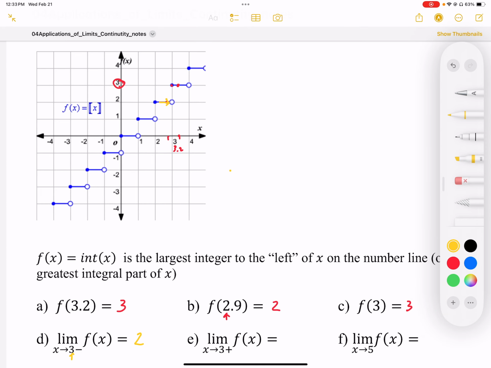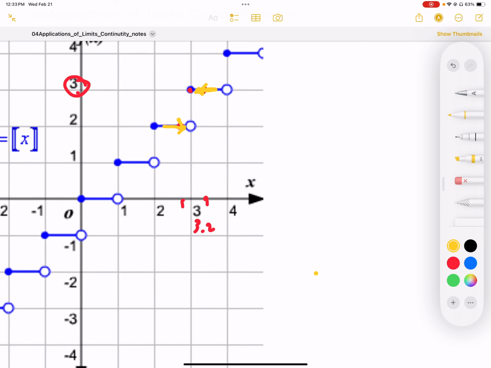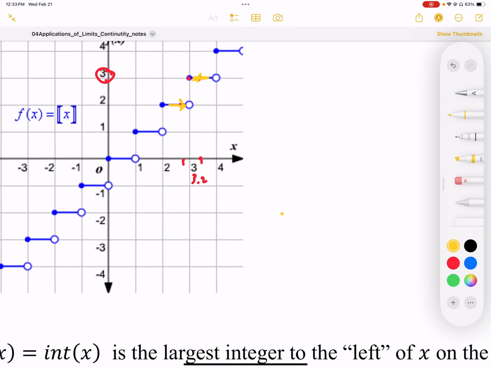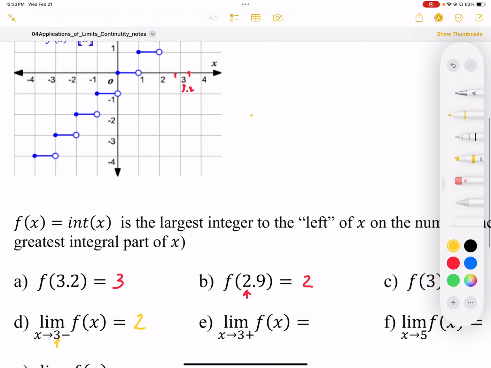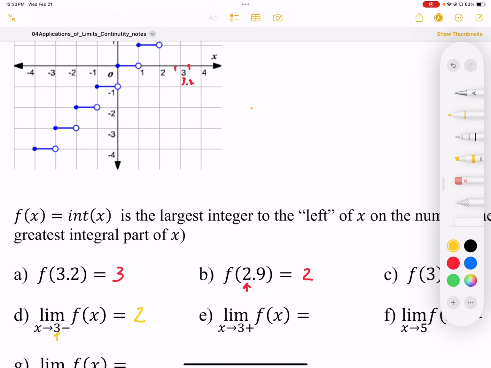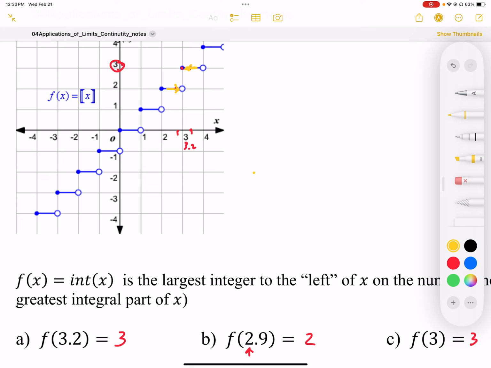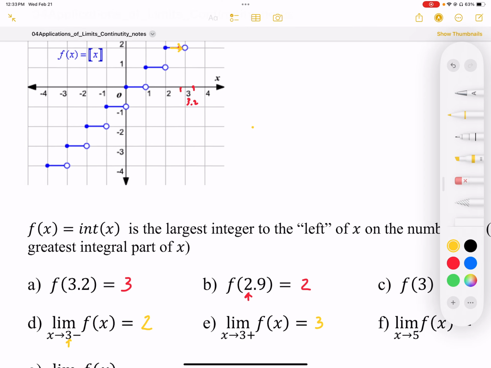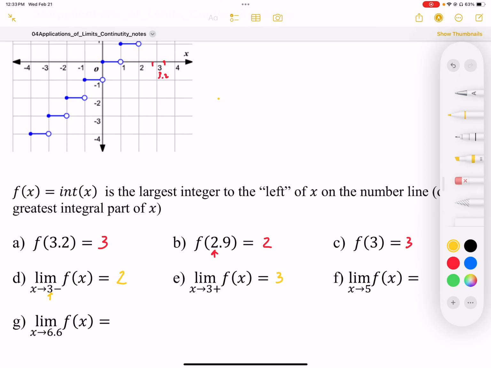If we take a look at it from the right-hand side, the integer value approaching 3 from the right-hand side is going along that line, so it's going to give me a y value of 3. So the right-hand limit is equal to 3, and because the left and right-hand limits are different, it is clearly discontinuous, which we can see right on that graph.